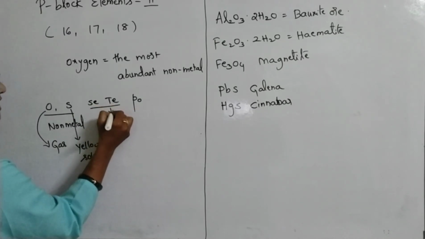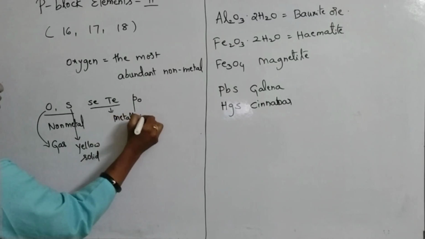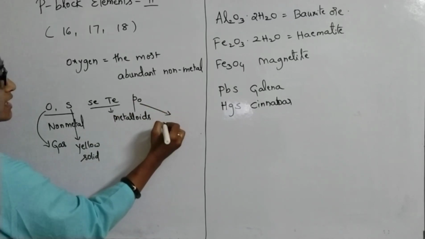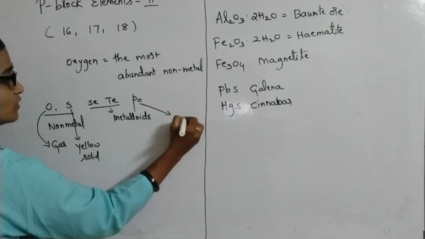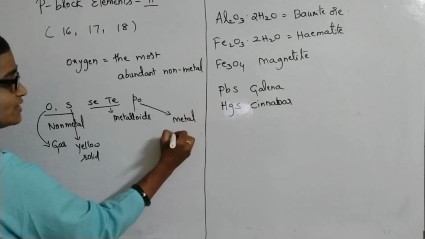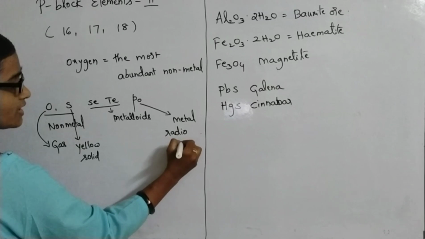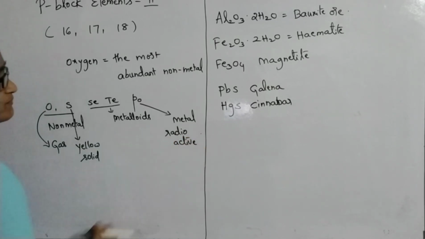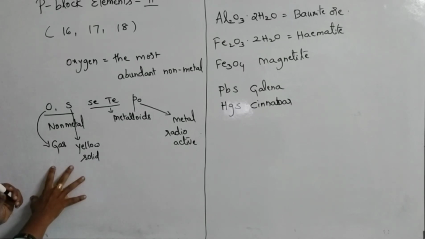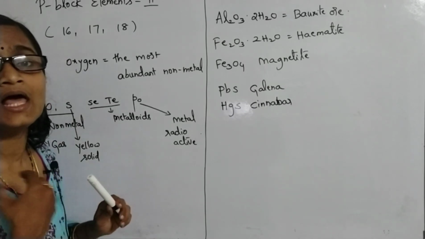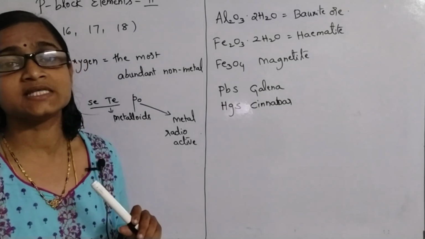Metalloids. Selenium and tellurium are what? Metalloids. And polonium is a metal, which is considered to be what? A radioactive metal. Polonium is a radioactive metal. Okay, so this is the physical characteristics, the physical existence of the 6A group elements.